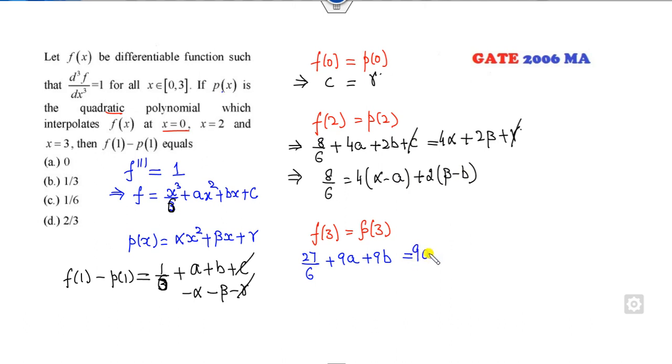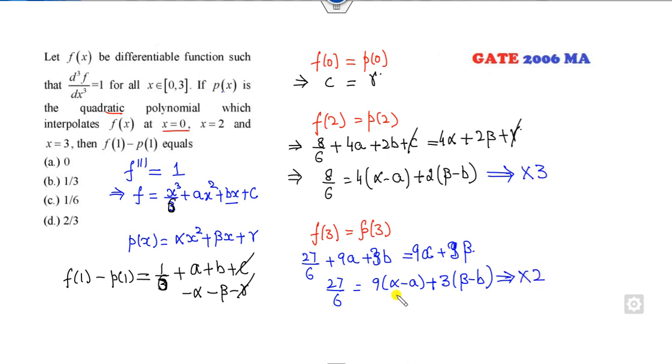It is my 9 alpha and 9, sorry, it's a 3 beta. So I can write this as 9 alpha minus a plus 3 times beta minus b. So can you solve this and this equation? You can multiply this by 3, and this one here, and you can see this is alpha minus beta. I can find the value of this.